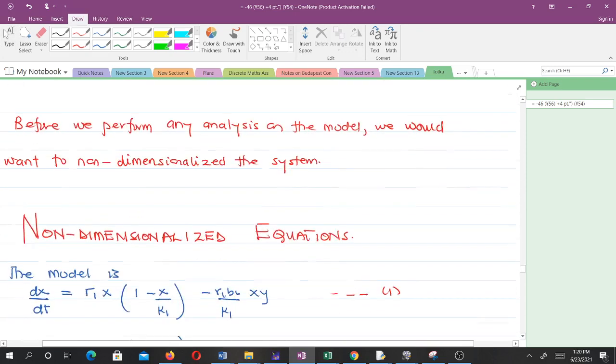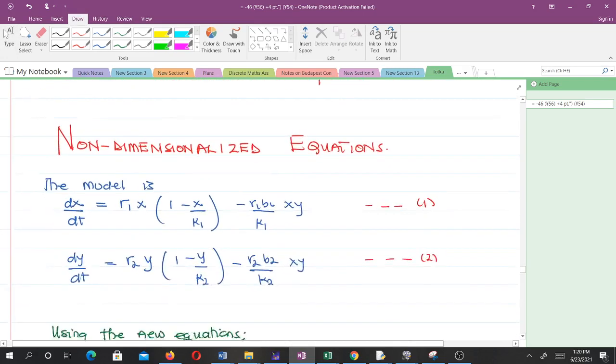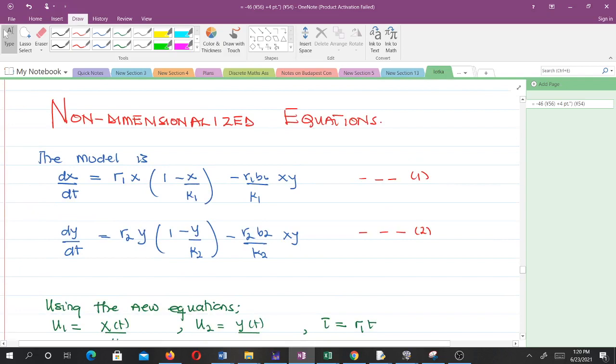So before we perform any analysis on the model, we would want to first non-dimensionalize the system. So this is the model. It has 6 parameters, and performing analysis with these 6 parameters is going to be a bit tedious, so we would want to reduce the number of parameters. So we have to scale and non-dimensionalize. Okay, so we are going to do that.